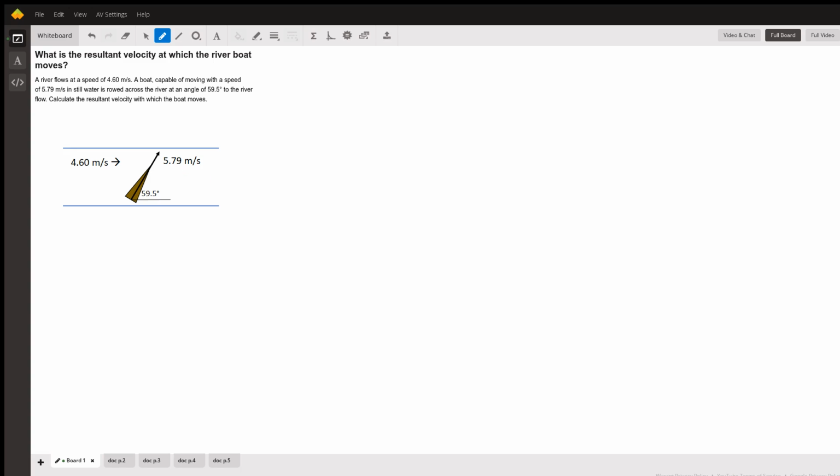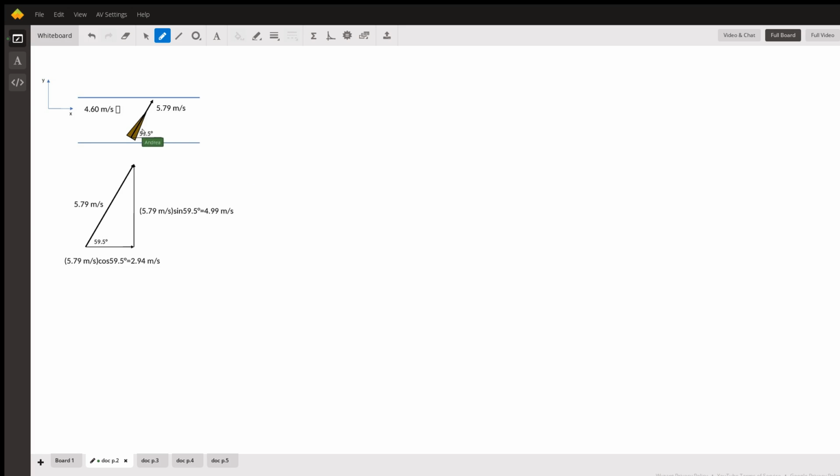So, we want to get an idea of how the flow of the river plus the motion of the boat affects the final velocity of the boat. So the next thing we're going to want to do is break down the velocity of the boat into its x and y components. That's going to take some trigonometry, as you can see here, and you can take the sine of the angle multiplied by the overall velocity to get the y component of the motion, and then you can take the cosine to get the x component of the motion.